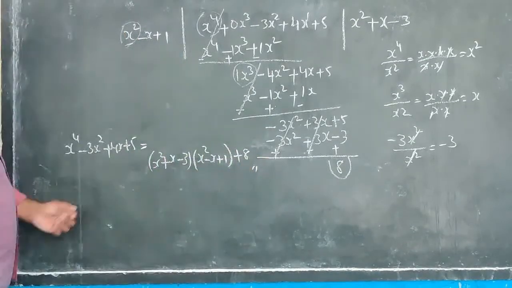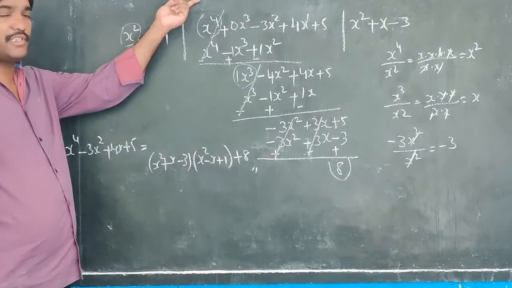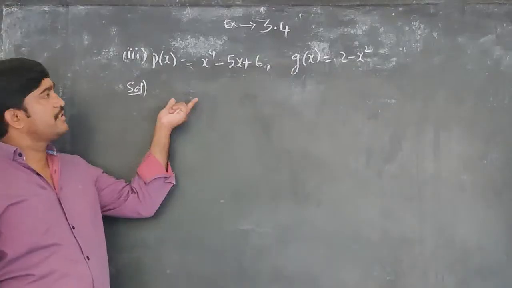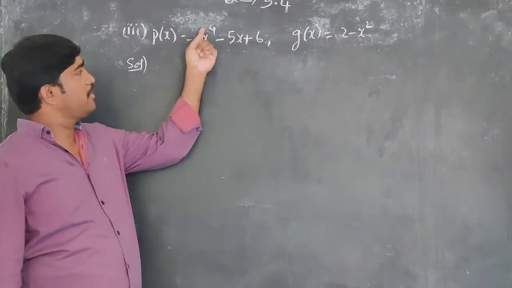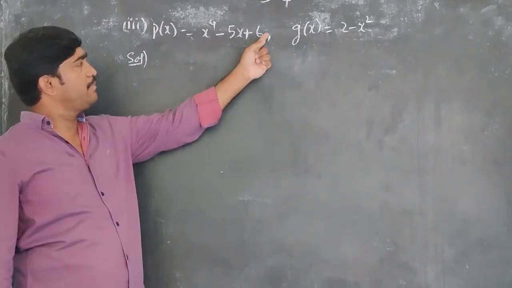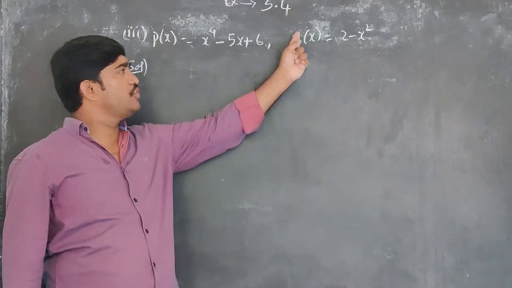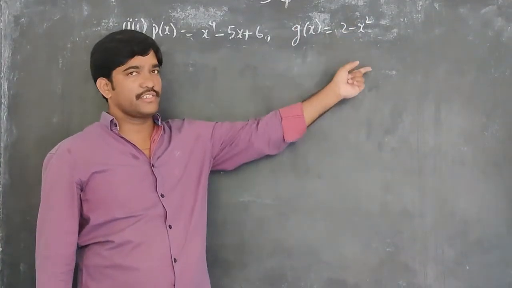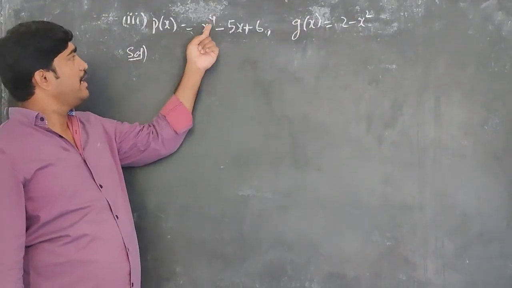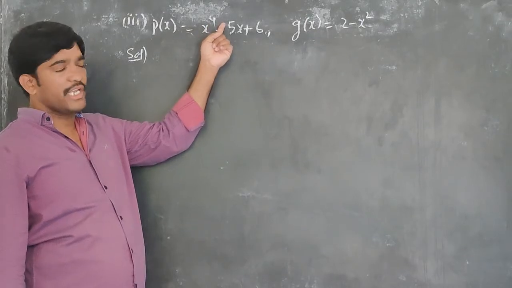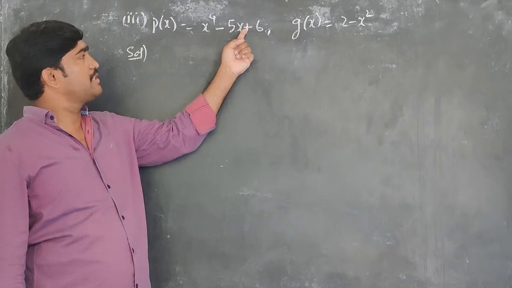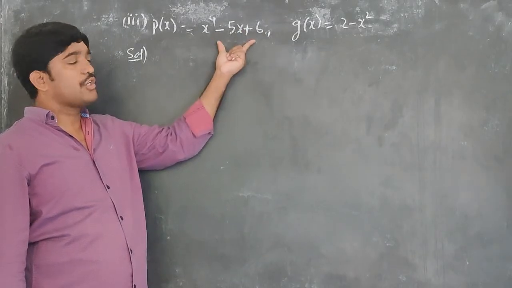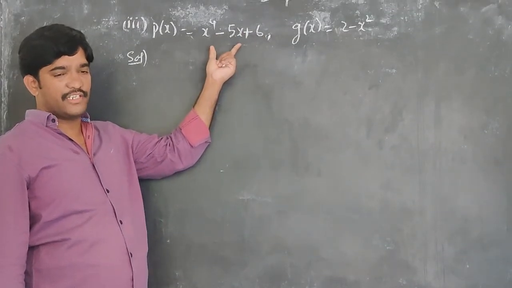Now this is a division of a polynomial of degree 4 by a quadratic. Exercise 3.4, the third part: p of x equals x power 4 minus 5x plus 6, divided by g of x equals 2 minus x square. Now if you observe the dividend, x power 4 is given, but no x cube and no x square term is given, only the x term and the constant. Here two terms are missing. That is the first rectification I have done.